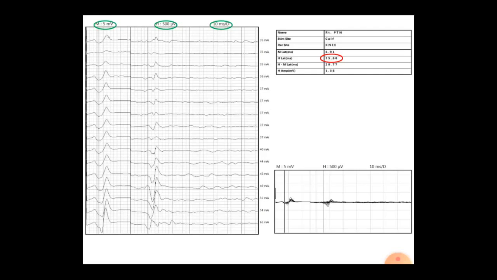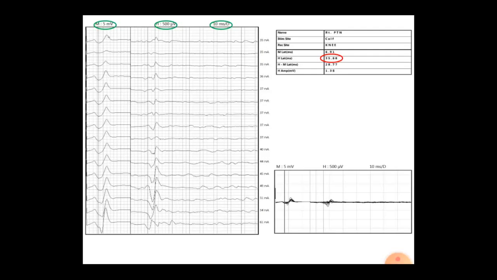Now here you can see it is H reflex. So on left side of the graph you can see M wave, and on the right side in the middle part of the graph you can see H. So M wave is seen at the gain or sensitivity of 5 millivolt, and H is seen at the gain or sensitivity of 500 microvolt, and whole graph is with the sweep speed of 10 millisecond per division. So here H latency you have to see it is 35.68 millisecond.